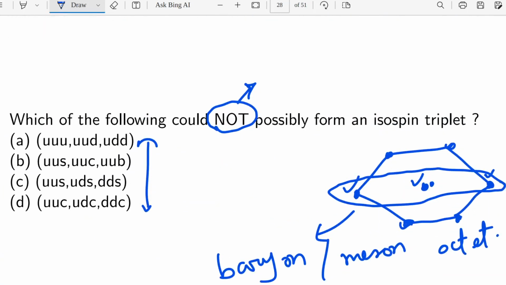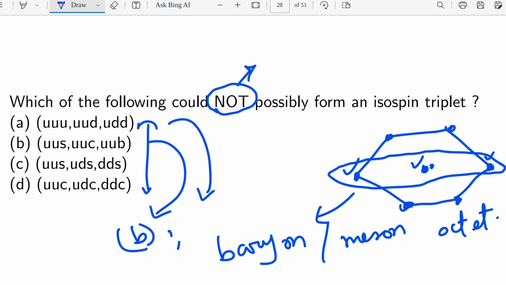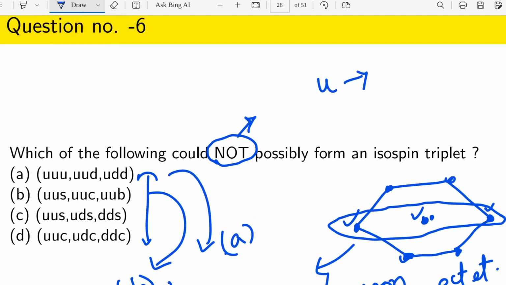So if I go back to the question, it asks which of the following could not possibly form an isospin triplet? Could not. That means we have to find which one is not possible. We have already said that B is not possible, as well as A is giving an isospin quadruplet. It is not an isospin triplet. That means A and B will be the correct answer for this question. So how can we understand whether it is an isospin triplet or not? Obviously we have to see whether U is replaced by D or not. This is the simplest way. Okay.